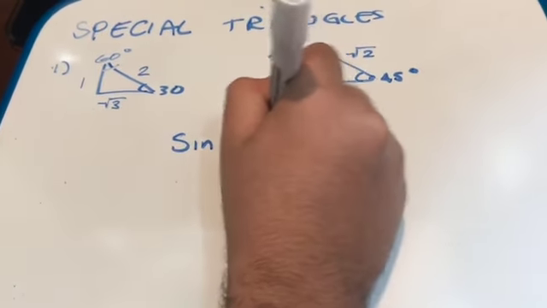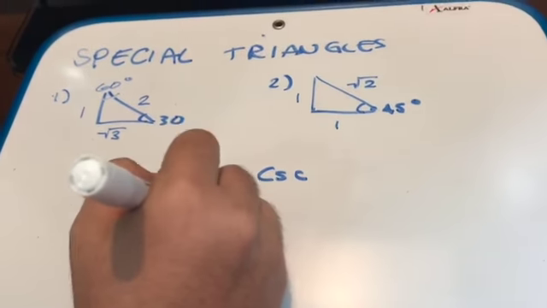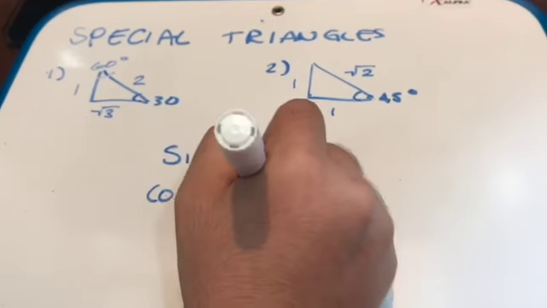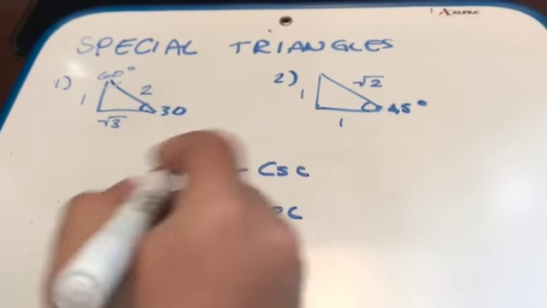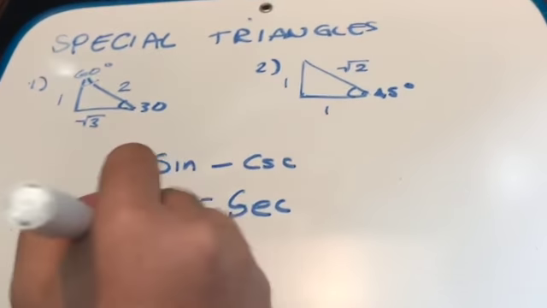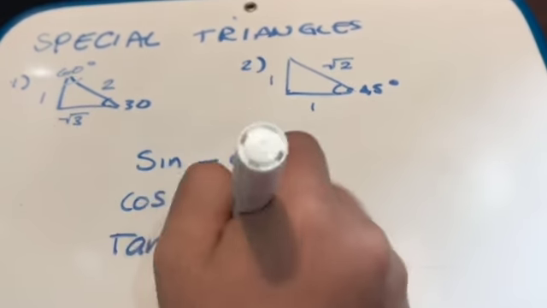sine, cosecant, cos, secant, and tangent, cotangent.